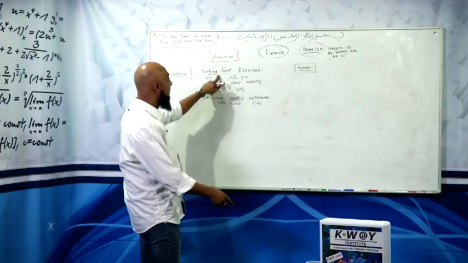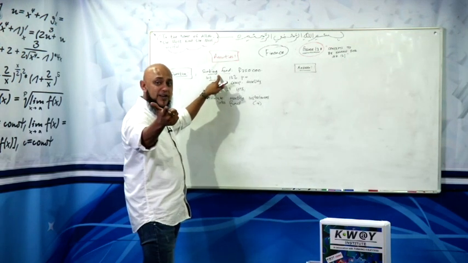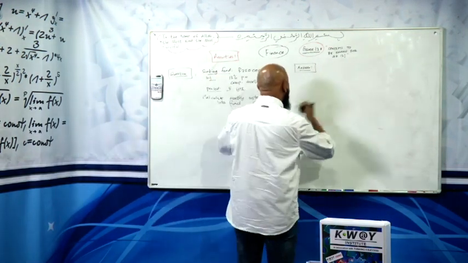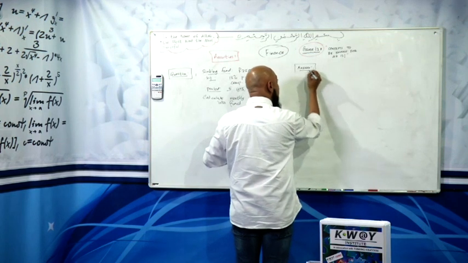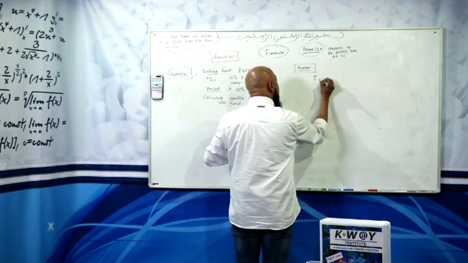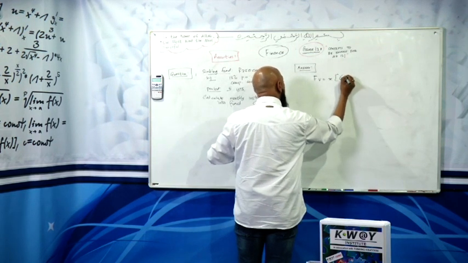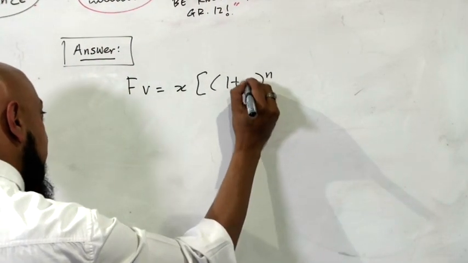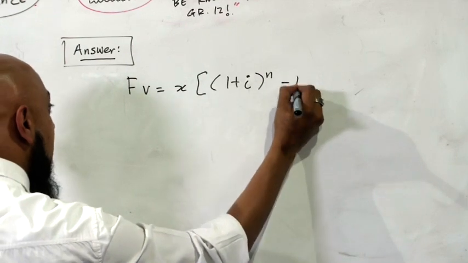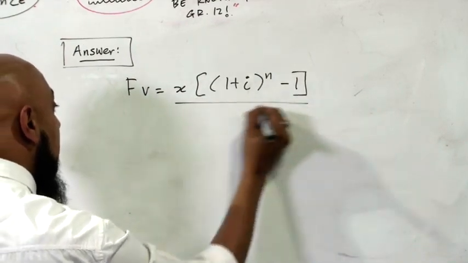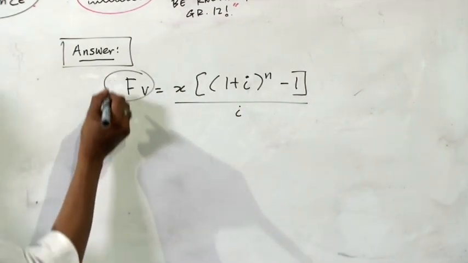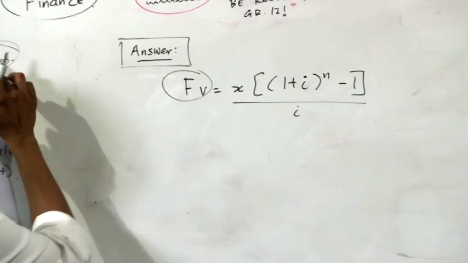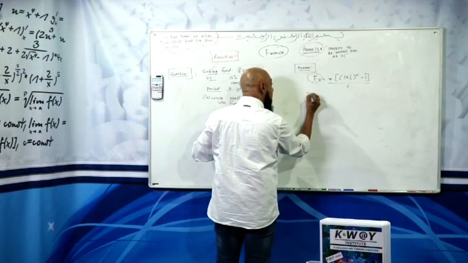So what is this? It's a sinking fund. Future value or present value? Of course, it must be future value. So in our answer, FV equals X into 1 plus i to the power n minus 1, all over i. FV is your big amount, so 250,000. Copy and paste. So we got 250,000.